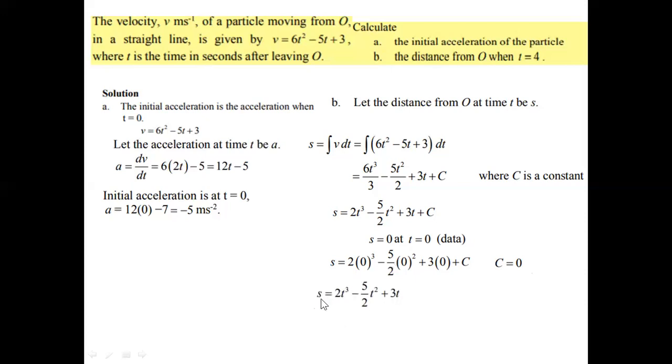Now, if we further simplify this and substitute now the value for time, s now is equal to 2 multiplied by 4 cubed, this is our time now, minus 5 halves of our time, or 4, I mean, squared, plus 3 times 4. This gives us 100 for the distance. So the distance from origin when time is equal to 4 is 100 meters.